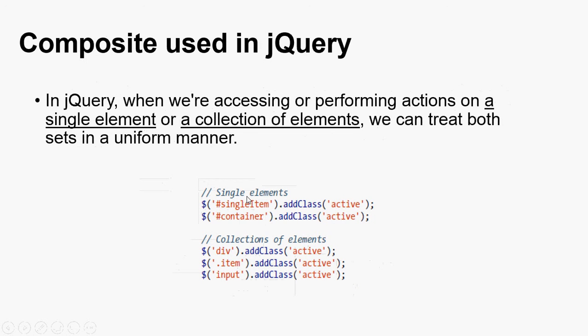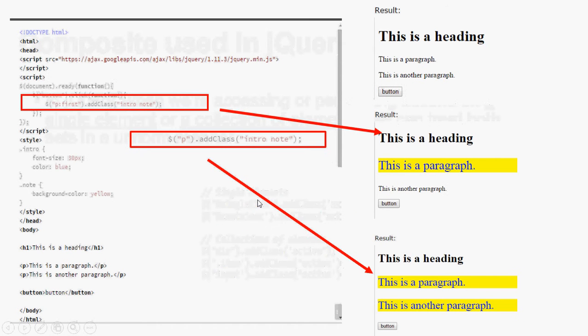So here is how the composite design pattern works using jQuery, and how jQuery treats individual objects and composition in a uniform way. At first we can see that I want to add a class active to the single element, which is named single item here. And we can also do the same thing to a collection of elements which are named div here. So let's look at a concrete example of it.